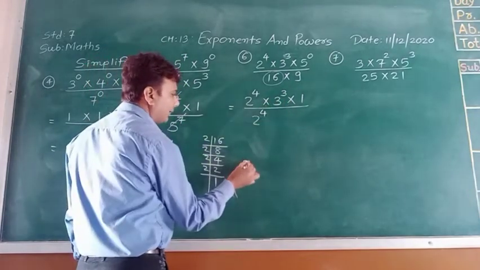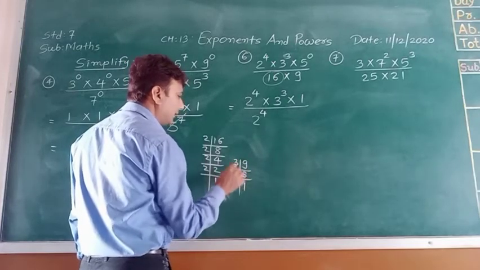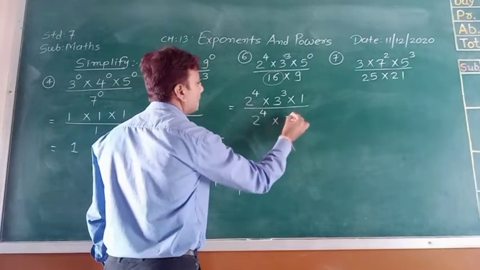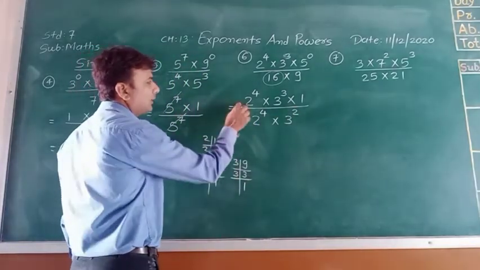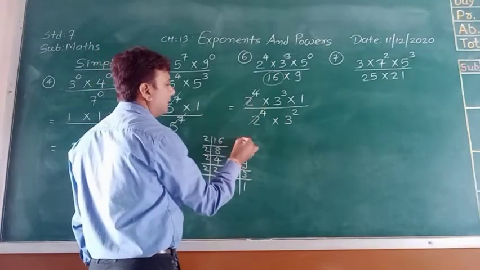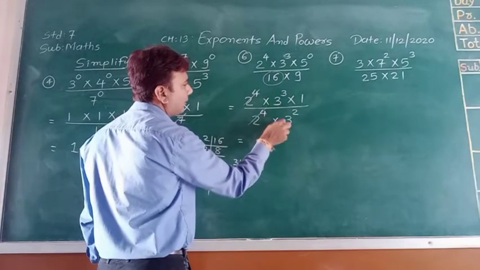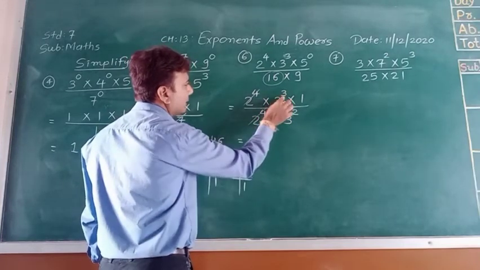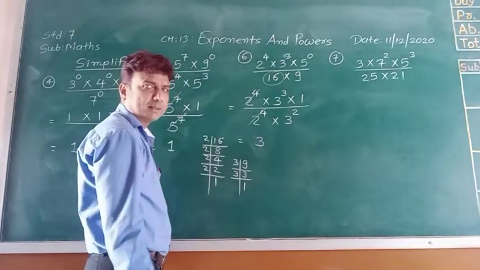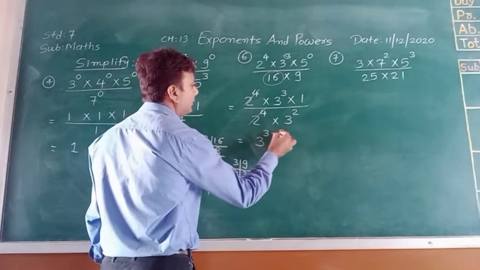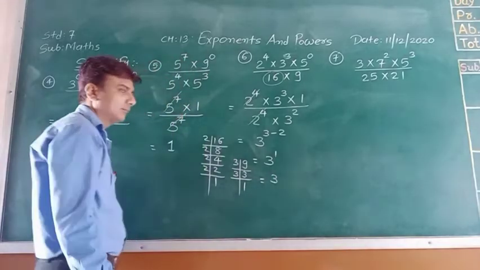Now 9. 9 factors, 3 3s are 9. 3 is given 2 times. So we can write 3 square. Now this, both same base, so we can cancel it. Same base, division, subtraction of the power. 3 minus 2, the numerator power is greater than our denominator power, so we have to do subtraction on the upper side. 3 minus 2, 1, so 3, this is the last answer.